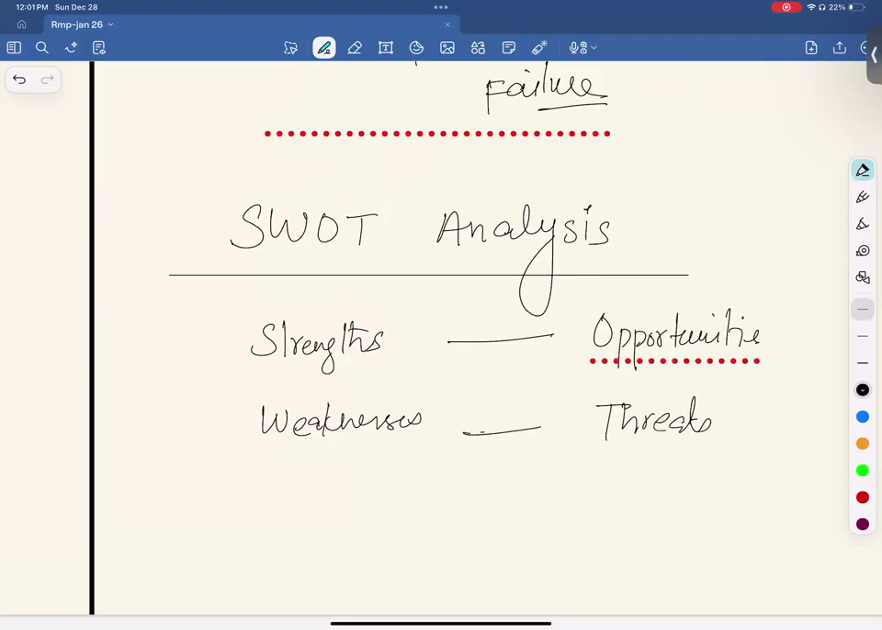Identify opportunities and threats. And this is also one of the good practices. Do not only identify threats. Do not identify threats only. Identify opportunities as well. Opportunity means positive risk. Your risk management is only complete when you identify threats as well as opportunities.